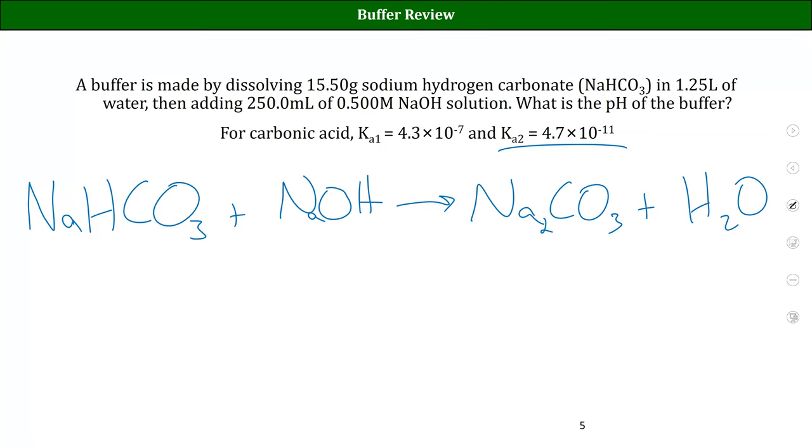When we have a weak base reacting with water, we're going to write it as an equilibrium process. But when we have a strong base, we're going to assume this reaction happens to completion within sig figs. So to get our ratio, remember, we're trying to get to A minus over HA. We just need to know how many moles of hydrogen carbonate we start with and how many moles of hydroxide we're adding, because that's going to give us this number. So long as we have this number and our excess reagent over here, that gives us our ratio.